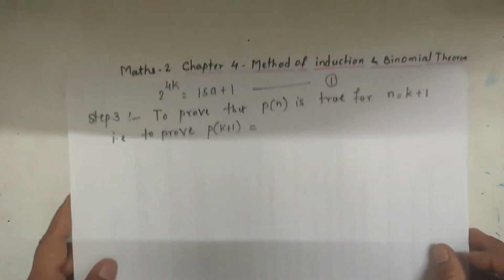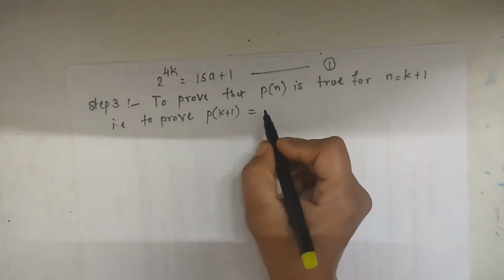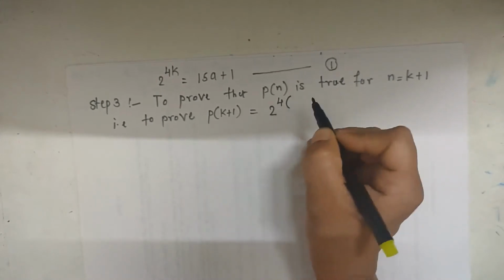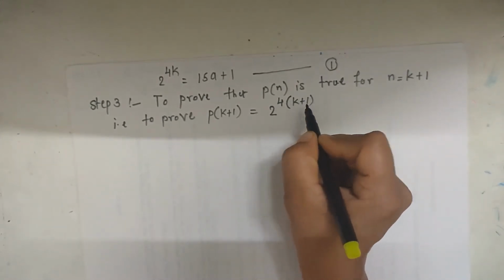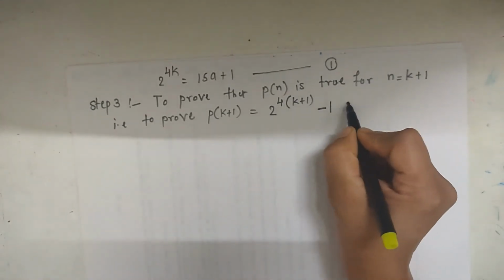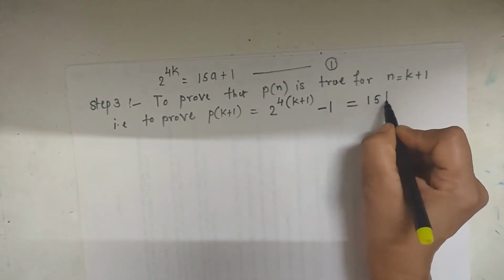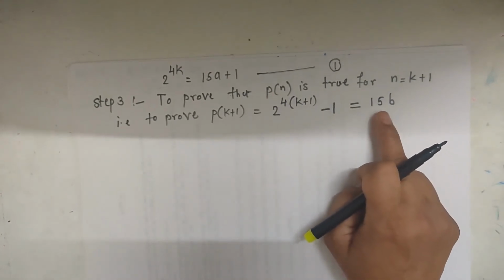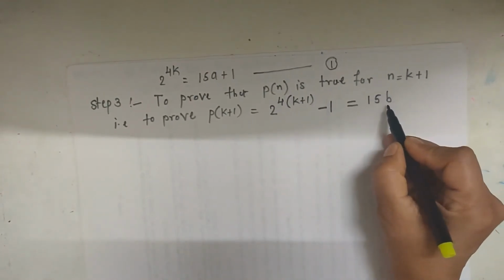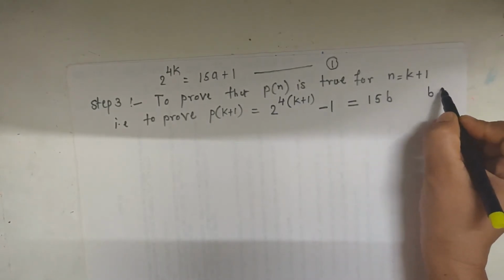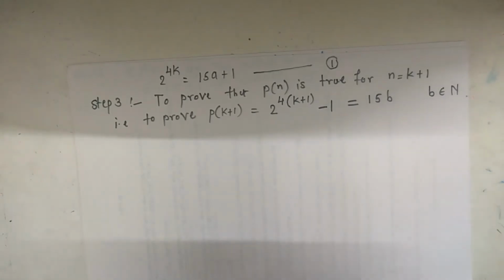So when n is equal to k plus 1, the statement P of k plus 1 is 2 raised to 4 into k plus 1 minus 1 is equal to 15b. Instead of n we write k plus 1. For k plus 1, the right side is 15 into b, where the second factor b belongs to the natural numbers.